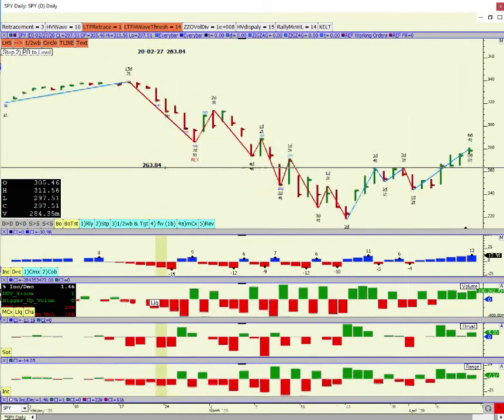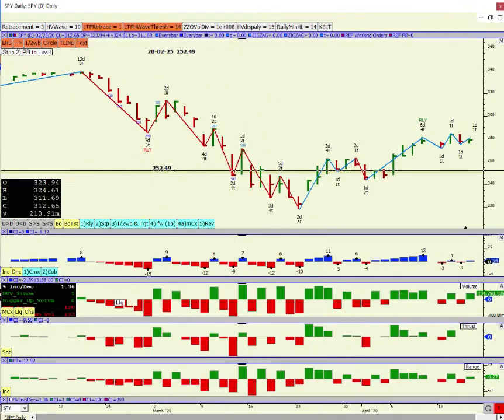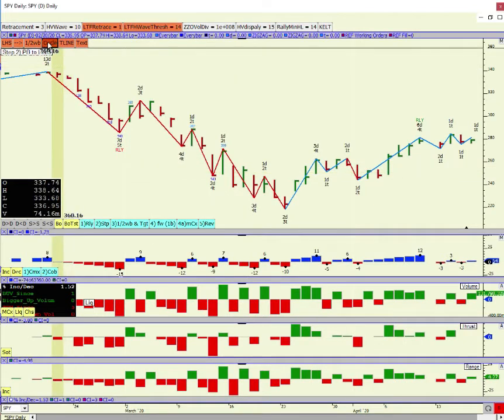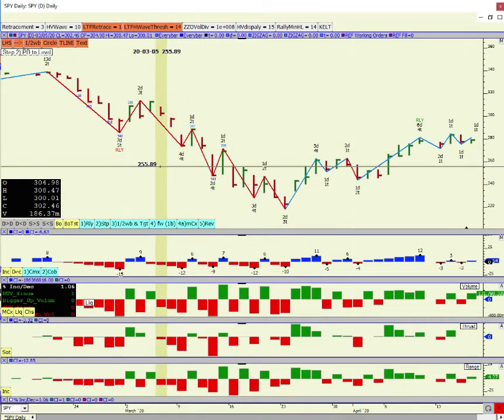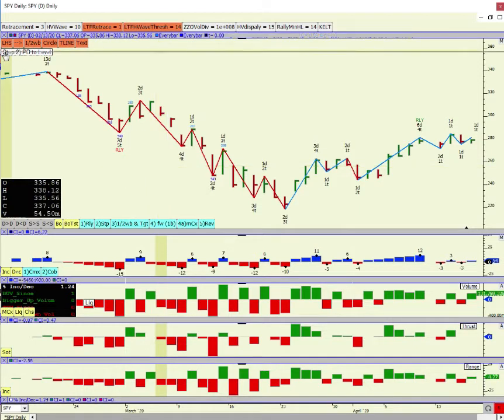Alright guys, so what I'm going to do is just some basic Wyckoff analysis. And it's good to do. You could do this on any chart, any time frame. So I'm just doing this on the daily right here.